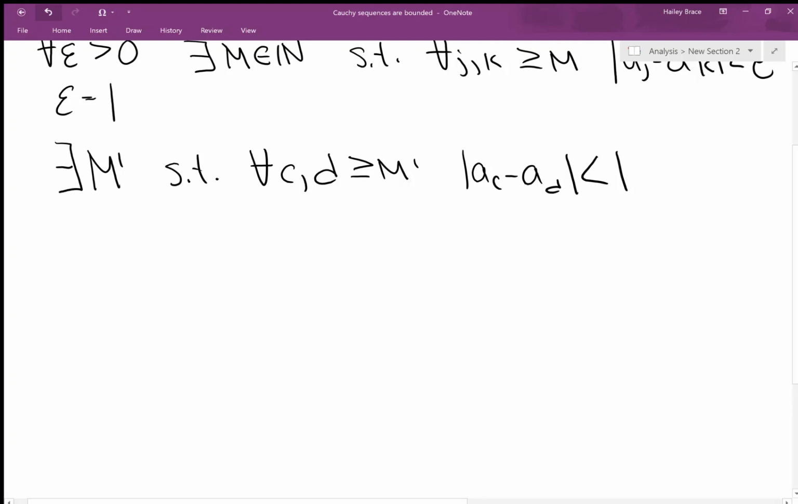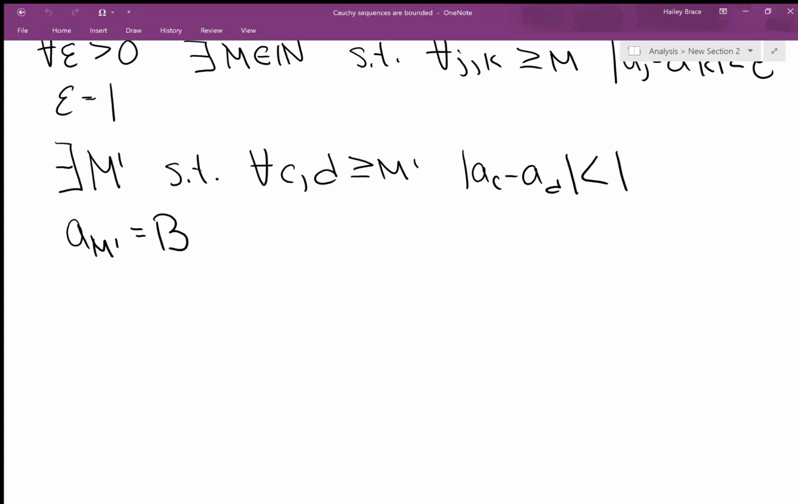So that means that after the m prime term, all of these terms in the sequence a are going to be within 1 of each other. So now let's call the value of the m prime term capital B. So a_m prime equals B. Now we know that after a_m prime, the terms are never going to be further away than 1 from a_m prime. So this means that they can't be more than B plus 1.